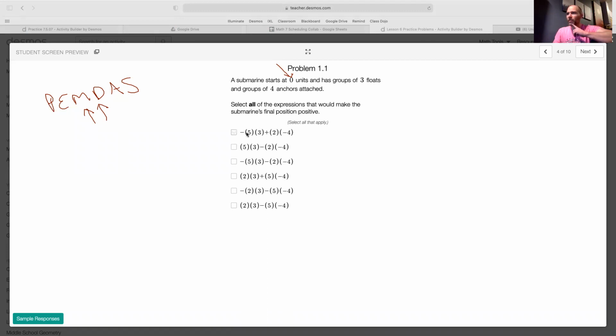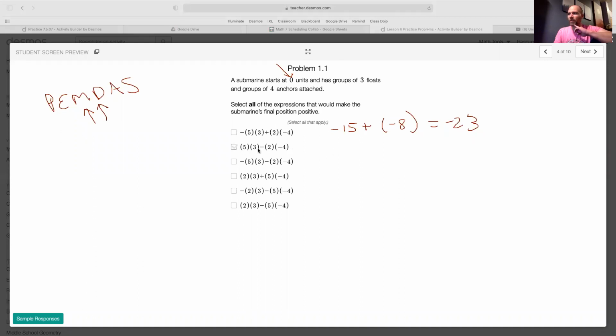All right, so here, let's do the multiplication first. Negative 5 times 3 is negative 15. And then we're going to add that to 2 times negative 4, which is negative 8. Both numbers are negative, so I can just do 15 plus 8 equals 23. Put a negative sign on there. So that one's not going to turn out positive, like the question's asking, so don't check that one.